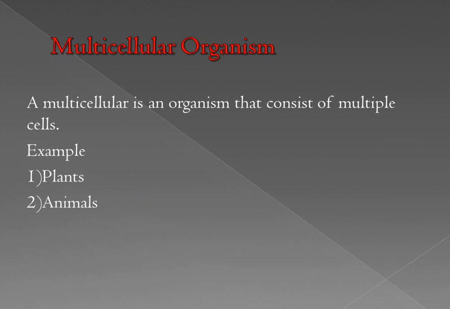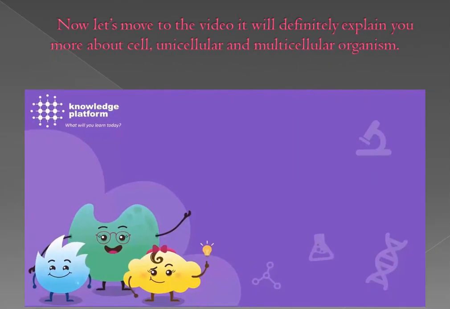Next one is multicellular organism. As you know that a multicellular is an organism that consists of multiple cells, for example, plants and animals. Now let's move to the video. It will definitely explain you more about cell, unicellular and multicellular organisms.